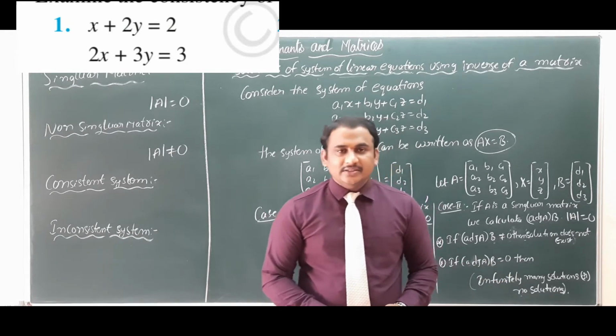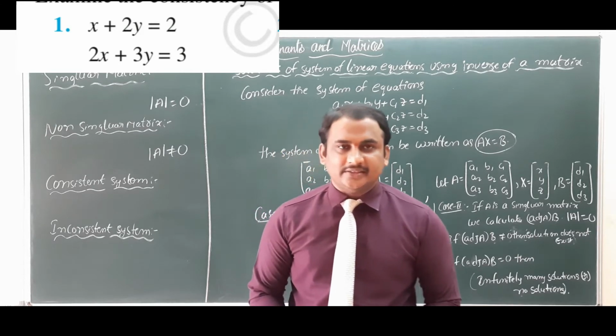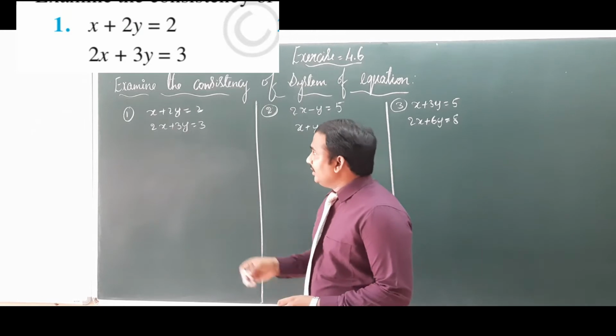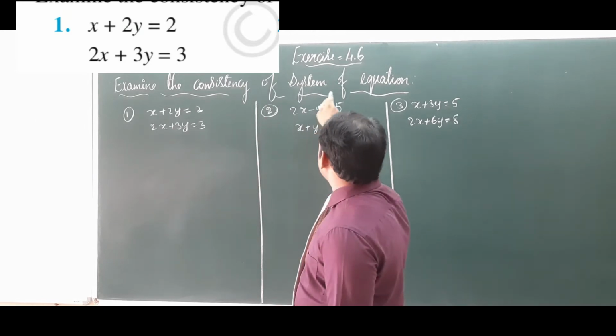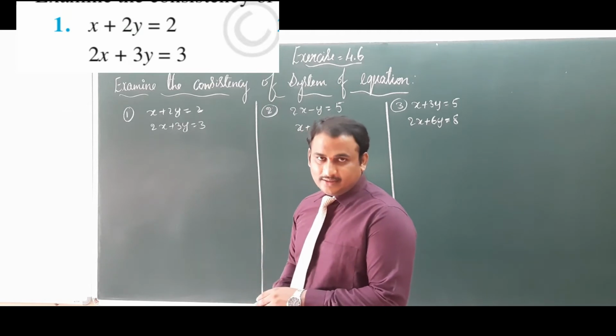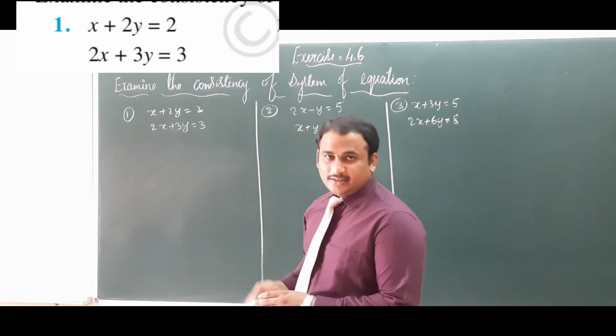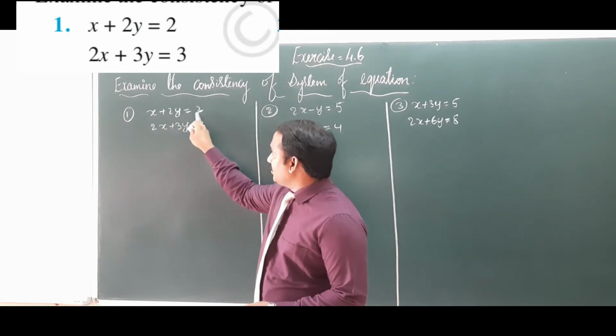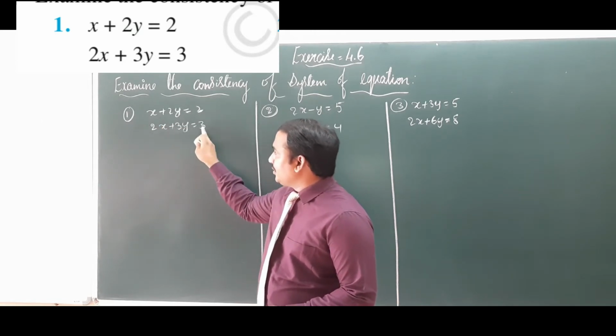Now we will see solutions of exercise 4.6. Here, examine the consistency of the system of equations. You have to check question number 1 to question number 6, consistent or inconsistent. The first one you can see here: x plus 2y equal to 2, 2x plus 3y equal to 3.